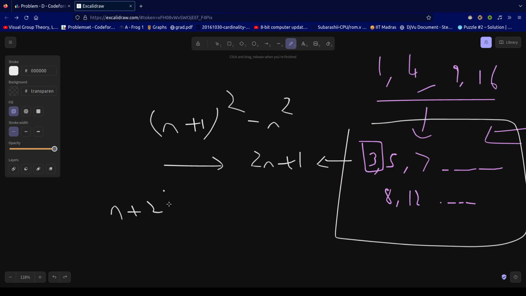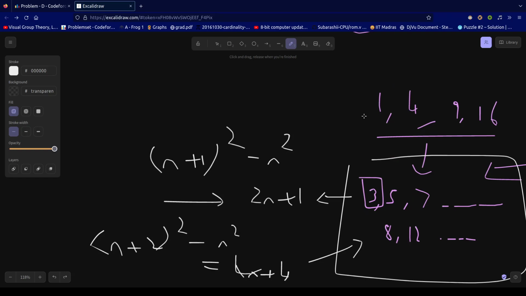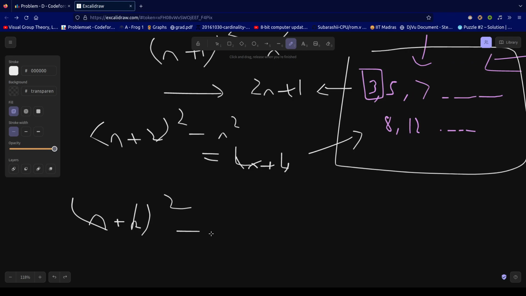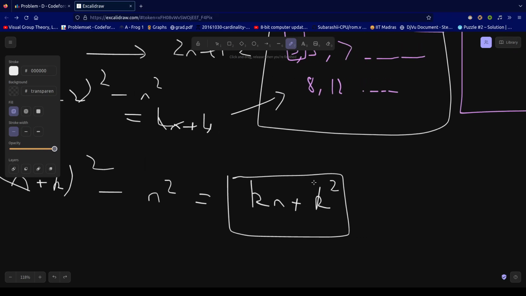Likewise, the next case would be n plus 2 the whole square minus n squared, which is actually 4n plus 4. That is these numbers over here. And then likewise, if I have n plus k the whole square, that is if you have the first perfect square and the k plus 1th perfect square, it will be n plus k the whole square minus n squared. That actually has to be kn plus k squared.